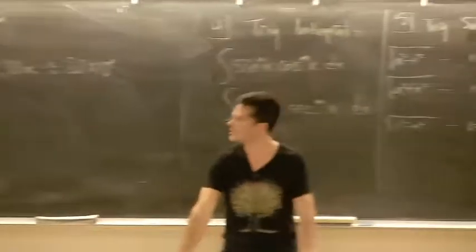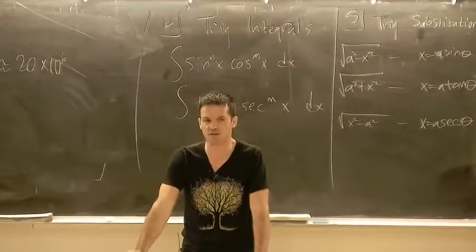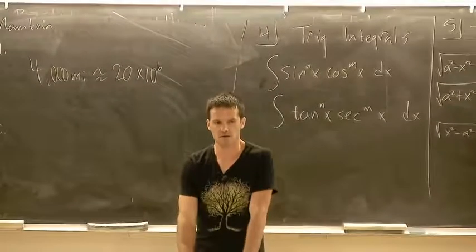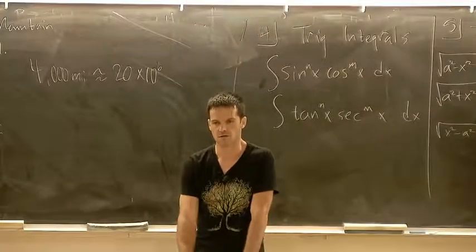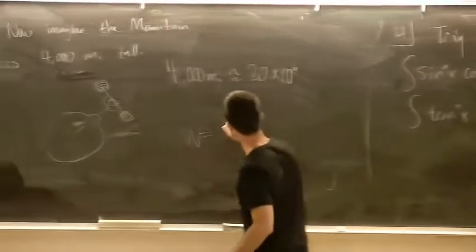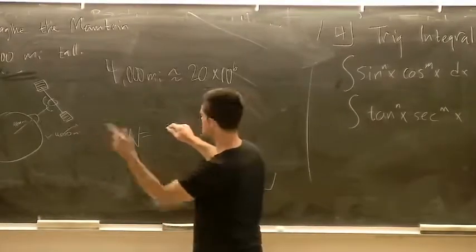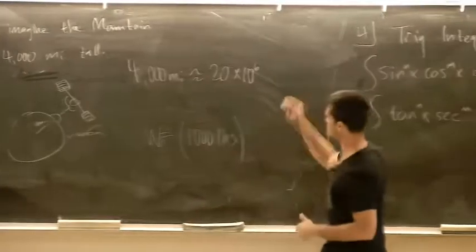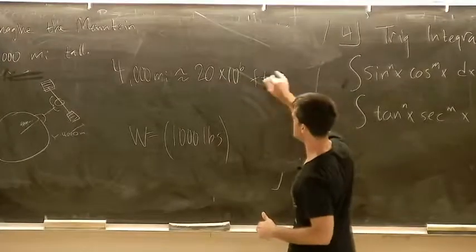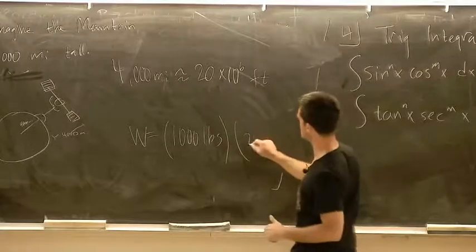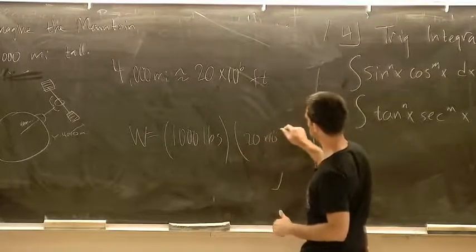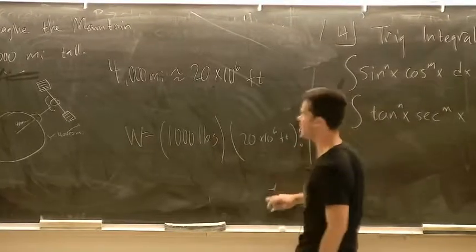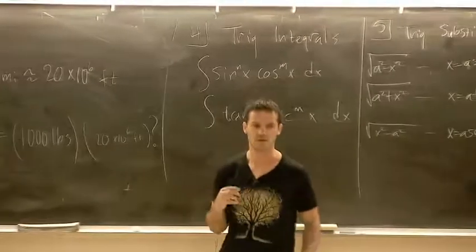But here's the question now: can I just use the same formula? Right, so then the work will just be 1,000 pounds times, this is feet, times 20 million feet? Will this be the work? So I'm asking you a physics question right now. Yeah, Aiden.